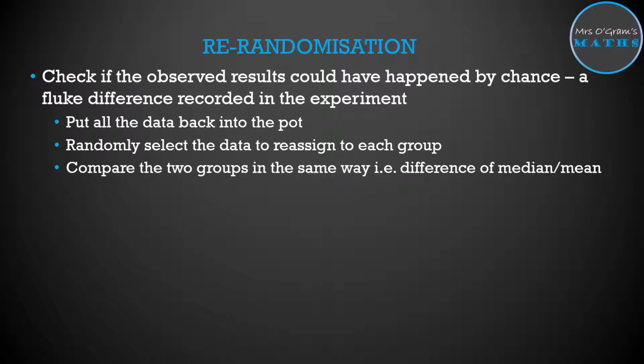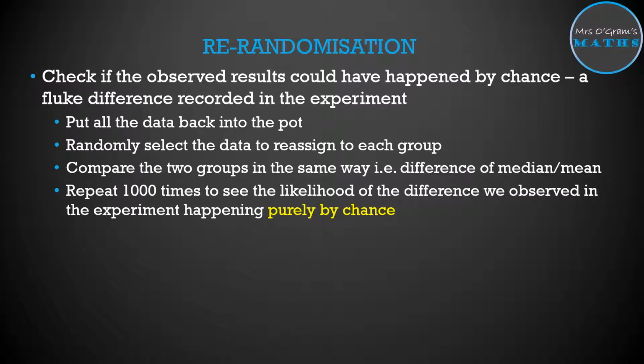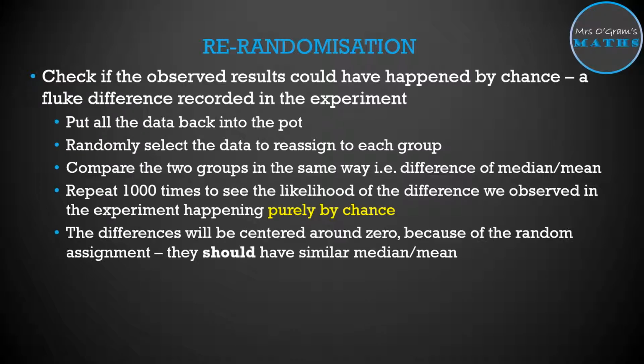Then you compare the two groups in the same way that you did originally in the experiment, for example, looking for a difference of median or mean. You repeat that process 1,000 times to see the likelihood of the difference that you originally observed in the experiment happening just by chance, which is what we're doing right now. We're seeing, could we have got this by randomly allocating these participants to two groups? Could we have ended up observing the difference that we saw just by fluke?